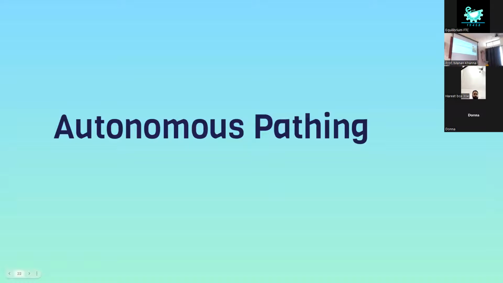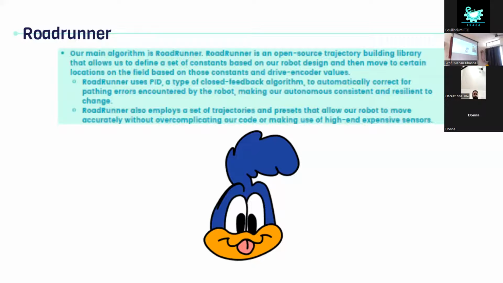So now that you know how our computer vision works, I will talk to you a little bit about our autonomous pathing, which is basically controlling where your robot actually moves around the game area. So our main algorithm is Roadrunner. Roadrunner is an open source trajectory building library that allows us to define a set of constants based on our robot design and then move to certain locations on the field based on those constants and drive encoder values.